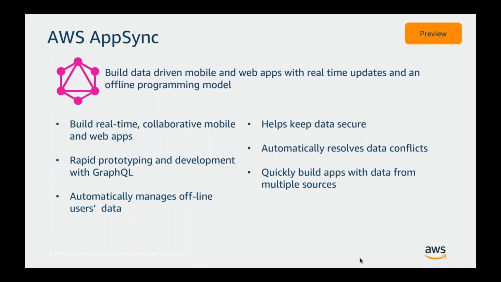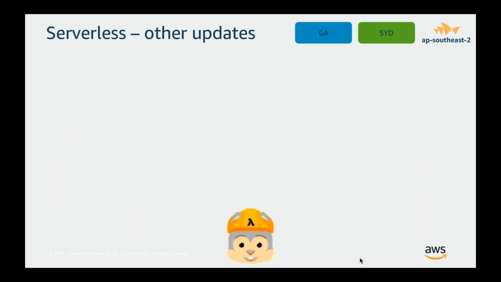AppSync also allows automatically handling of conflict resolution in the cloud backend as opposed to at the client, and manage fine-grained access control to secure access to your backend using resources such as Cognito user pools, IAM, or API keys. We also have some other updates in the serverless space.